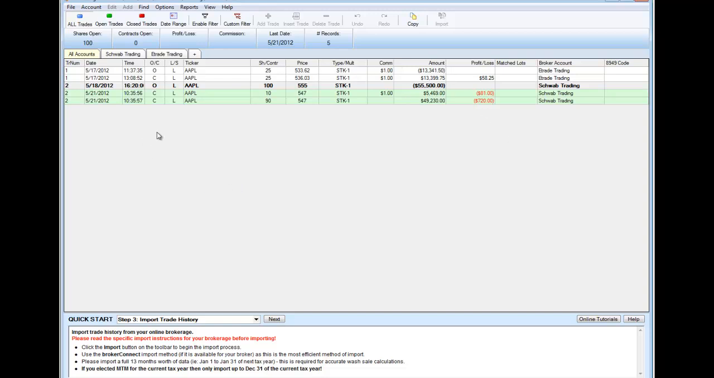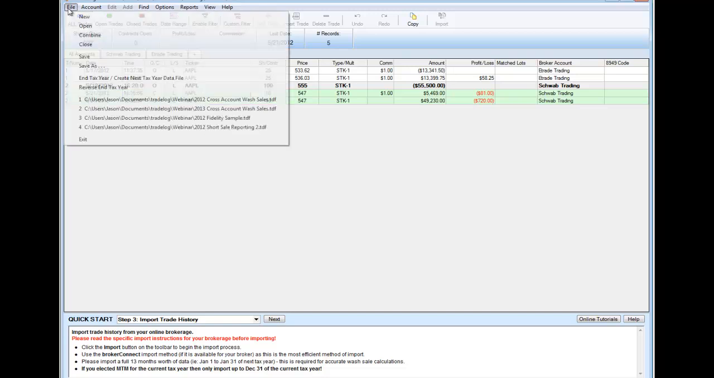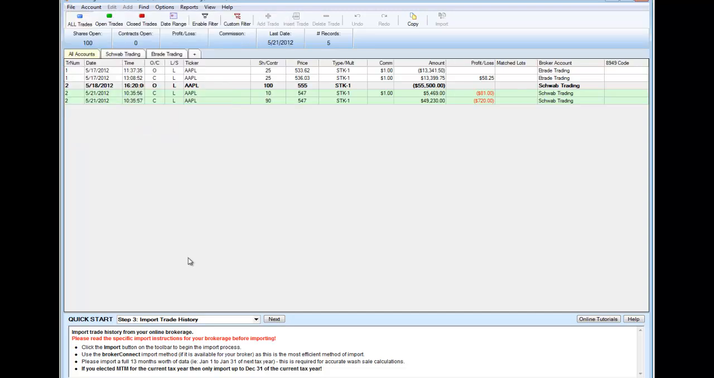Stop and think for a moment. The edits I just made, if those affect my carryover to 2013, it's not going to be reflected in that 2013 file that was created. So that's why it's important that you complete all those adjustments. Basically, you are happy with 2012. Everything looks correct. Then you can run the end tax year function.